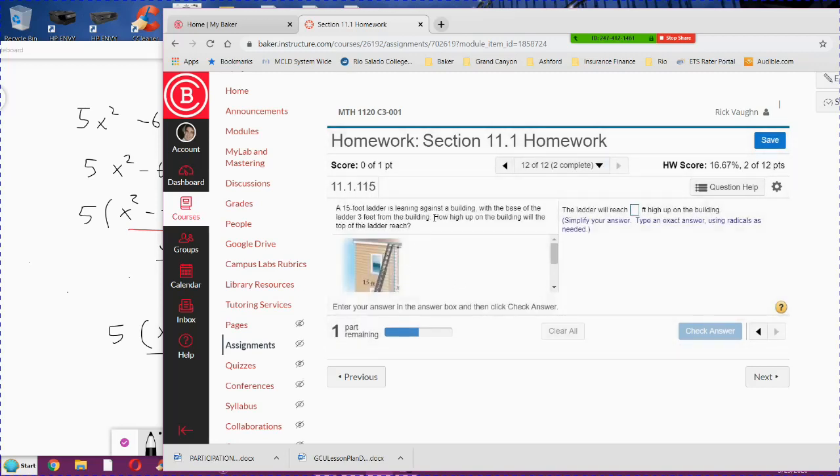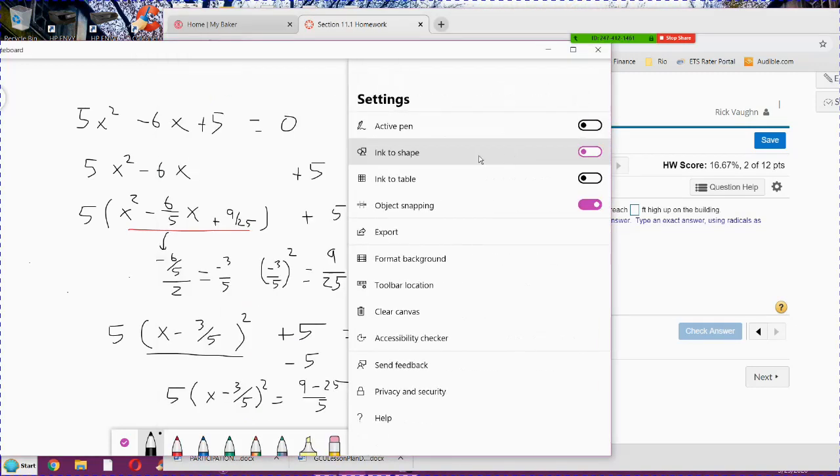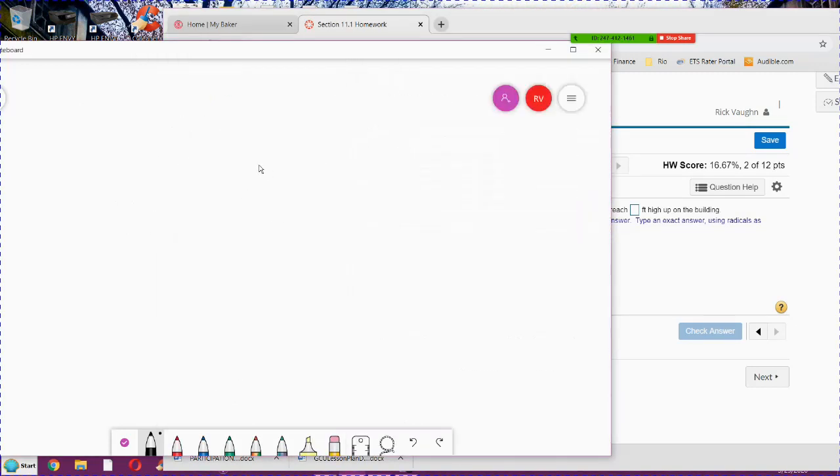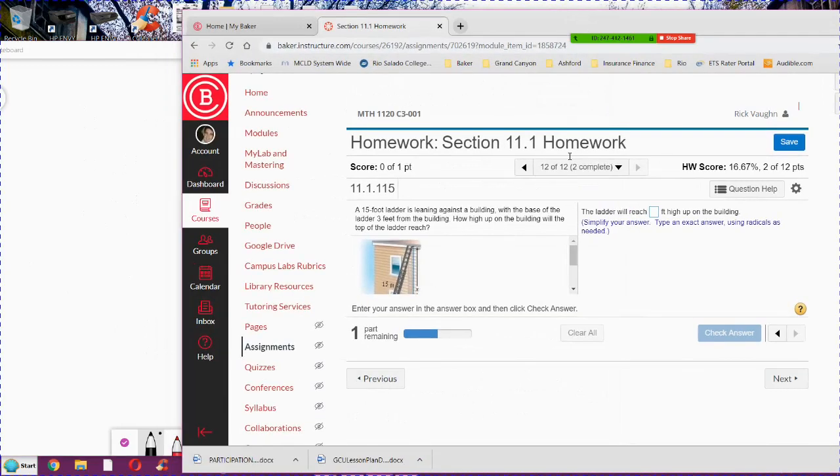This one's more of a geometry problem. I've got a ladder leaning against the building, with the base of the ladder 3 feet from the building. How high will the top of the ladder reach? All right, I'm going to clear this out. You can always go back and rewind the video. If you missed something, take a screenshot of it, whatever.